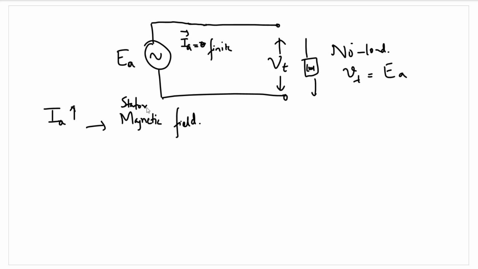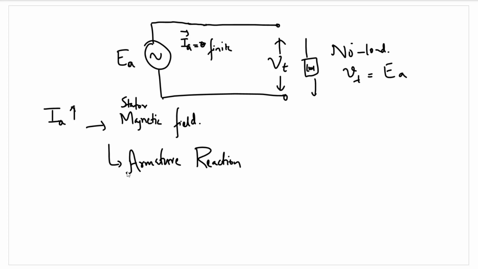Now this stator magnetic field is actually opposite to the main magnetic field that was the cause of generation of EA. That was the cause of induction of EA, in this case the rotor magnetic field. So the stator magnetic field will try to weaken the main magnetic field. This has been explained in DC machines as well. This is actually known as the principle of armature reaction. So now how can we model this armature reaction?